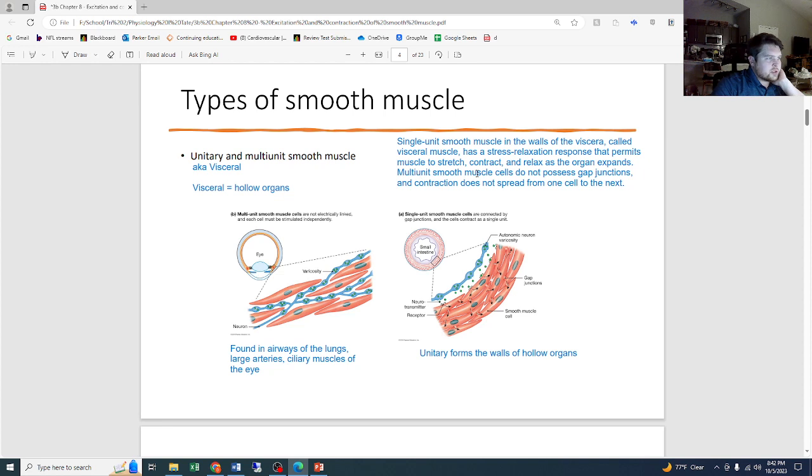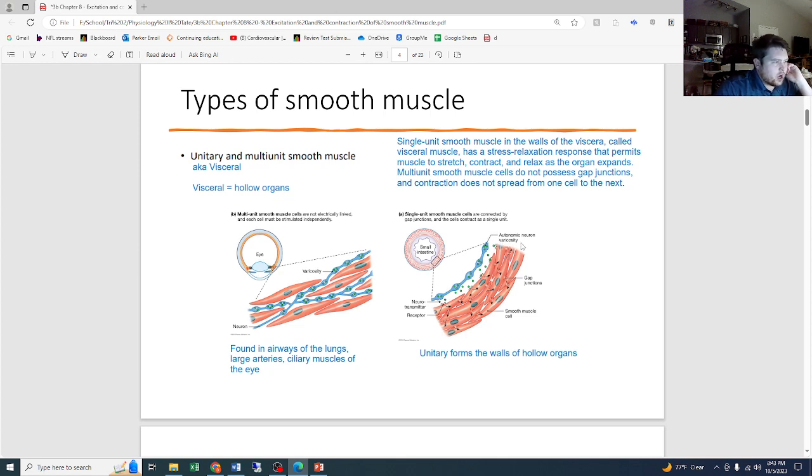Our multi-unit smooth muscle cells do not possess the gap junctions, and contraction does not spread from one cell to the next. That's the big thing that we want to see that's different, are those gap junctions. We saw the gap junctions in our cardiac muscle cells that allow the signal to transfer through. So we look at, for example, in the small intestine, or those hollow organs, we have these gap junctions which connect all of the different cells. And we'll talk about this a little bit more as well.